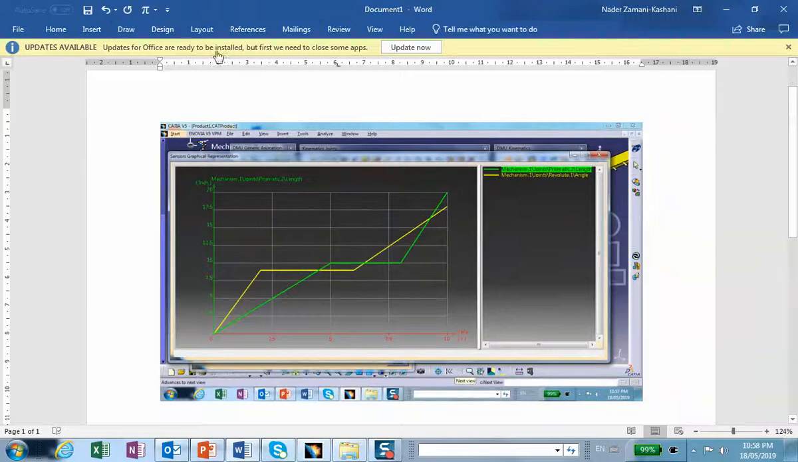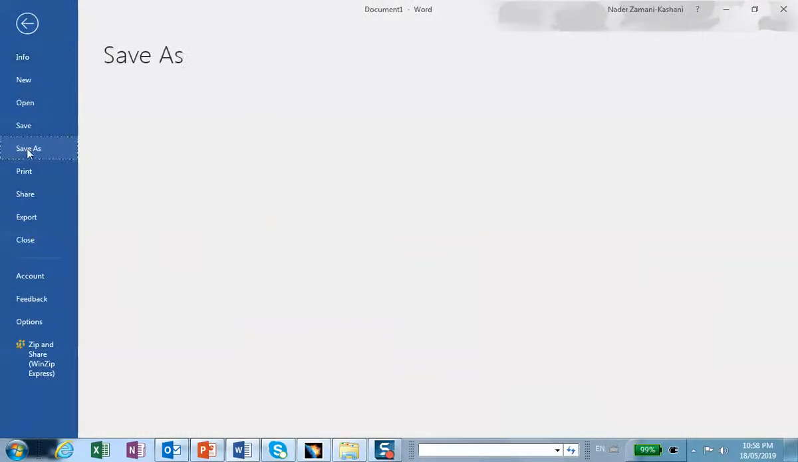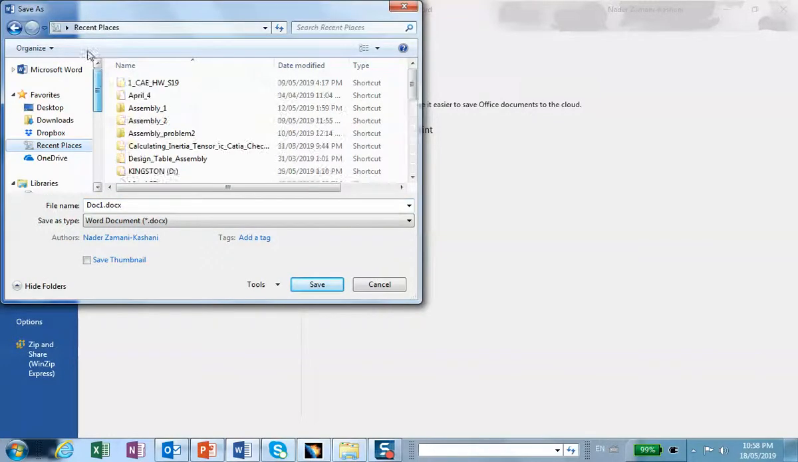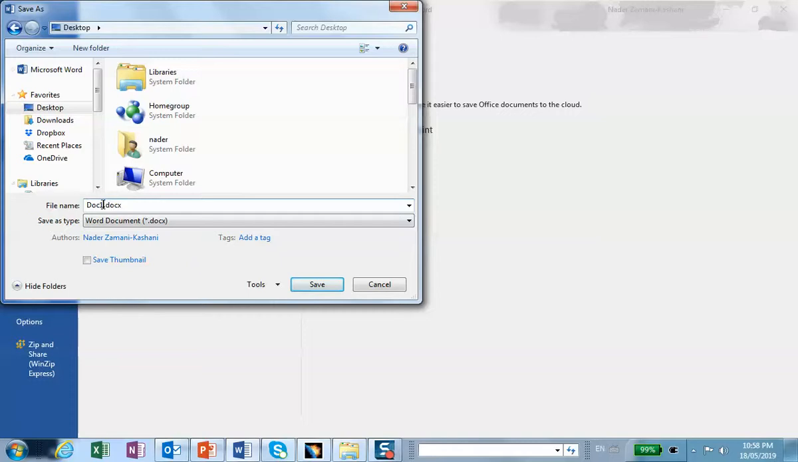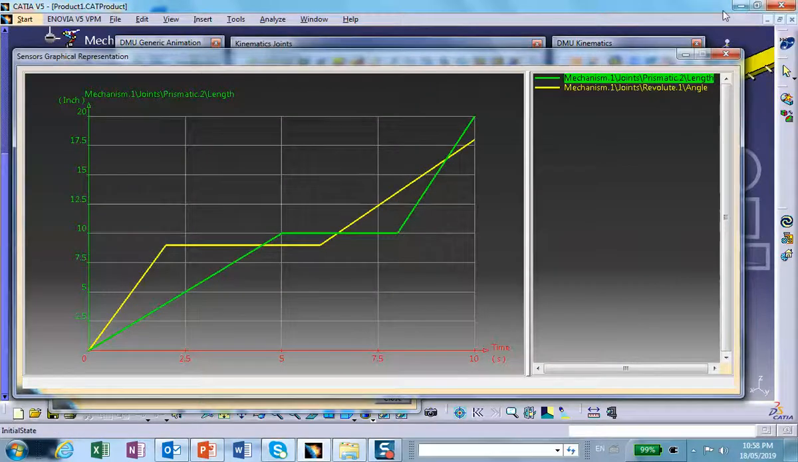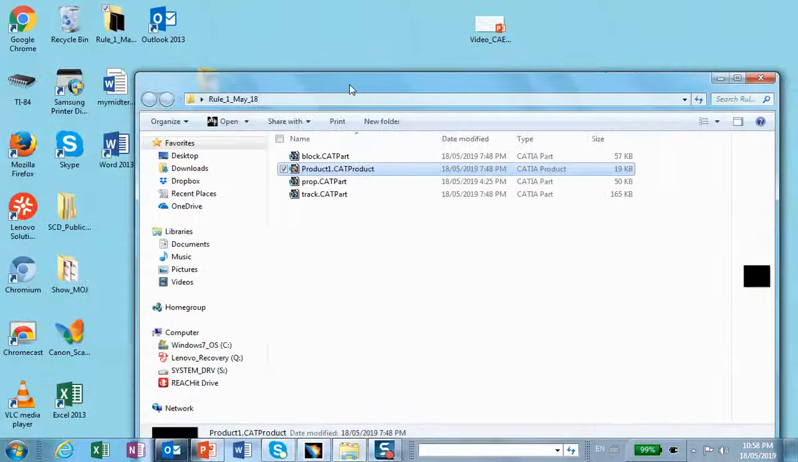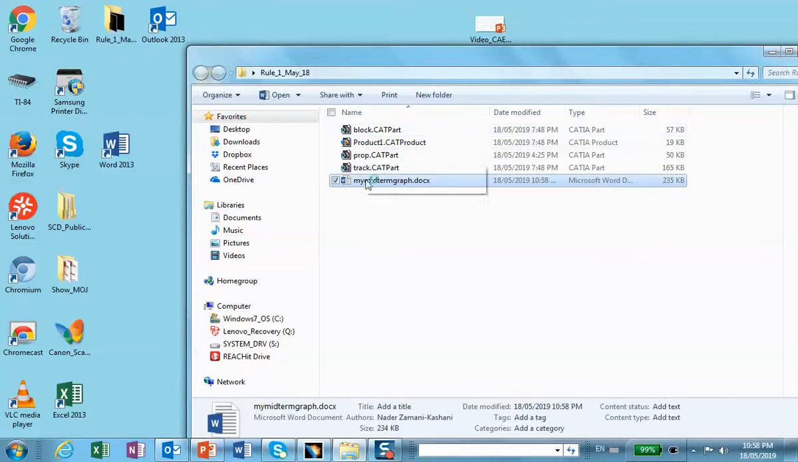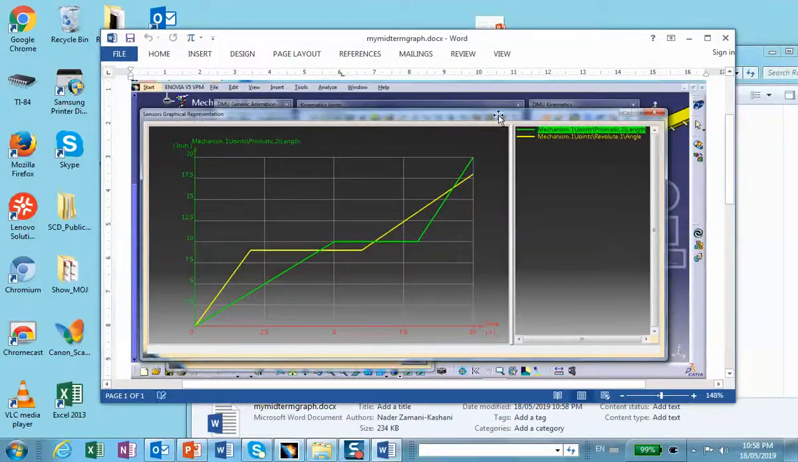Save this. File, save as. My test. My midterm graph. And put it in the folder that you are going to submit your work. What is that? Right there. My midterm graph. So if you're going to submit all of these, put that Word document in it so that we can check and see whether you got the right answers, etc.